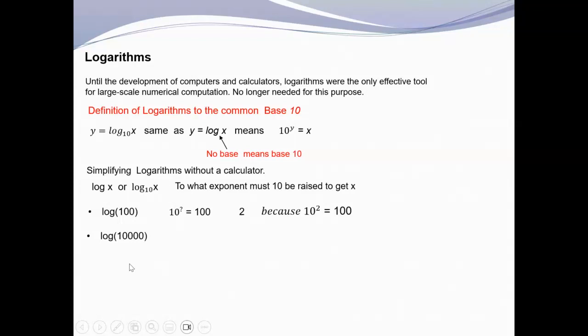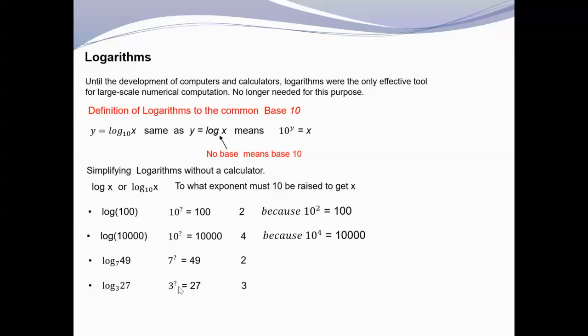Now log base 10 of 10,000 equals what? This will read as 10 to what power gives me 10,000. The answer is 4, because 10 to the fourth power will give you 10,000. My base right now is 7. So 7 raised to what power gives me 49? The answer is 2, because 7 squared will give us 49. Same thing with log base 3 of 27. It'll be 3 to what power gives me 27? So the answer will be 3, because 3 cubed will give us 27.